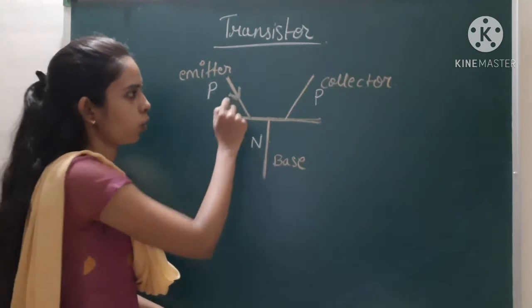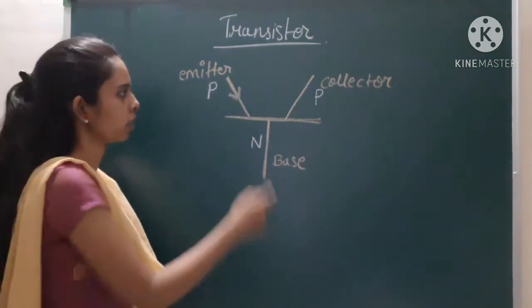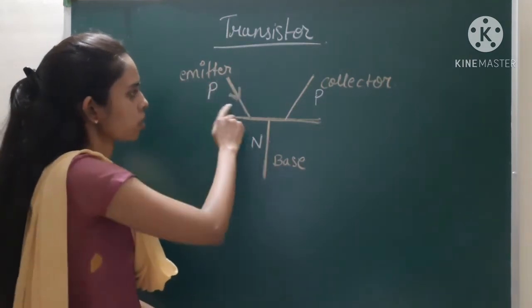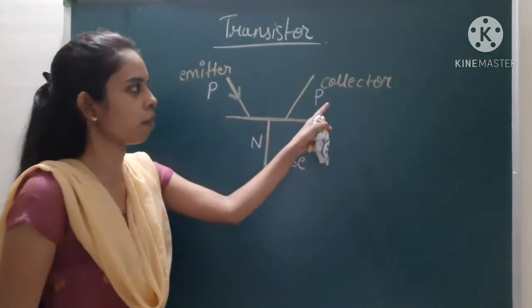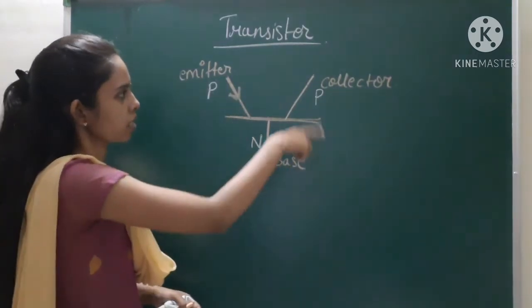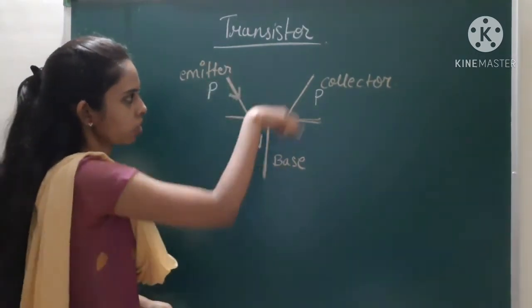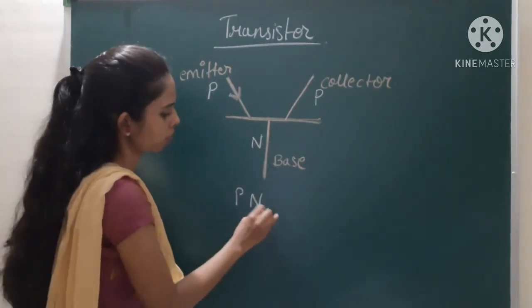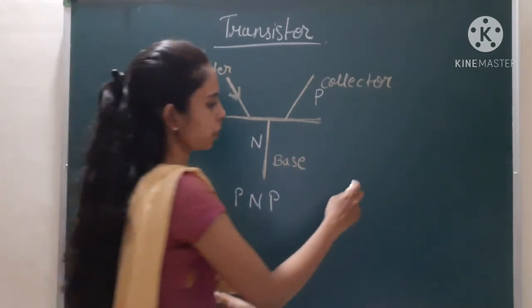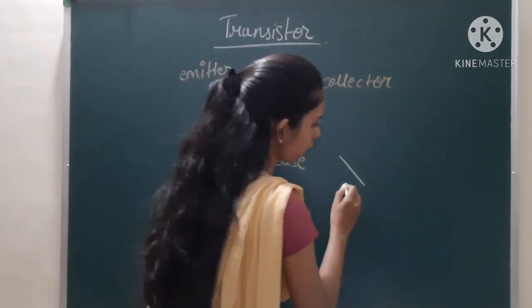So this arrow will help you to recognize which type of region is the collector and emitter, or you can say emitter and base. Now you have understood, this is the symbol which will tell you. Now this is called what? PNP transistor. Now what about NPN? NPN can be drawn in this symbolic way.